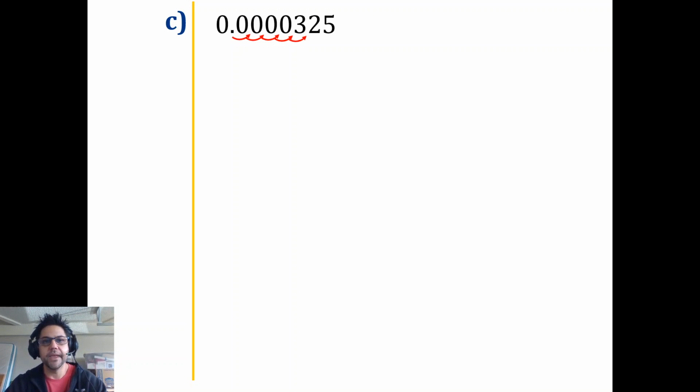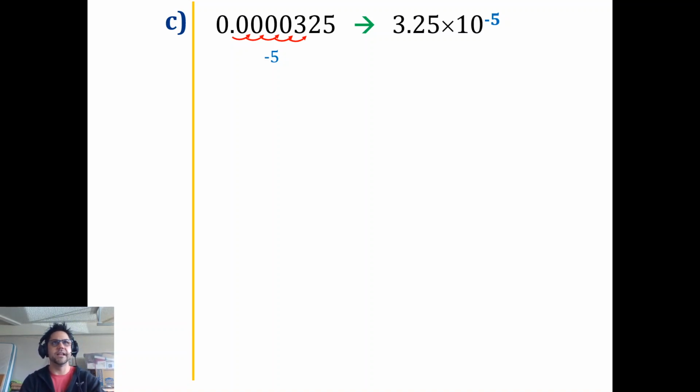3.25. So if I stop there, it'll be between 1 and 9. And again, I count how many times I've moved it. Negative 5. So my exponent would be negative 5. Again, I like thinking a small number is going to have a negative exponent. That's a little bit easier for me, maybe for you as well.